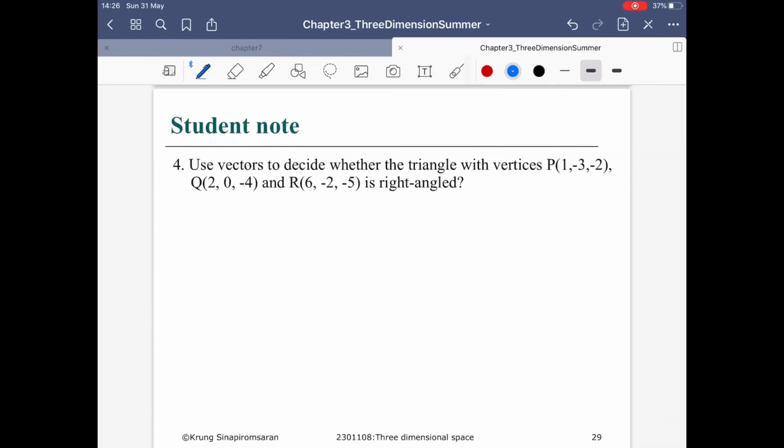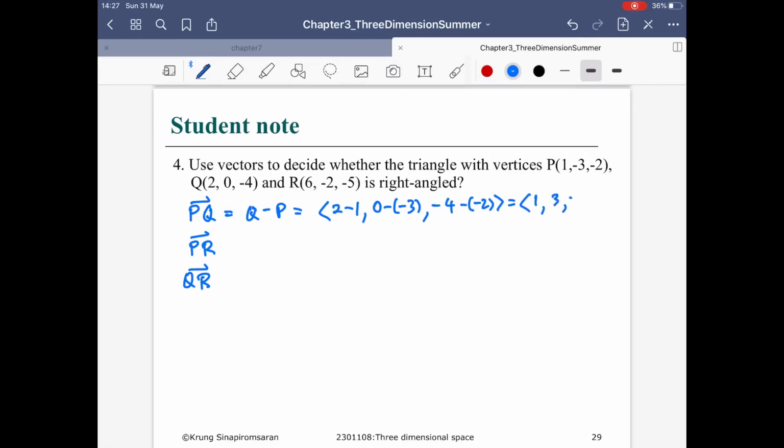Now if you want to use vectors to decide whether the triangle with these 3 vertices is a right triangle, what do you need to do? From these 3 vertices, you can find the vector PQ, the vector PR, and the vector QR, so that it will be the triangle. So this one is Q minus P, so it is 2 and 1, 0 and -3, and -4 and -2. So it becomes 1, 3, and -2.